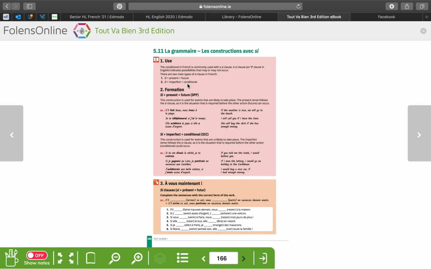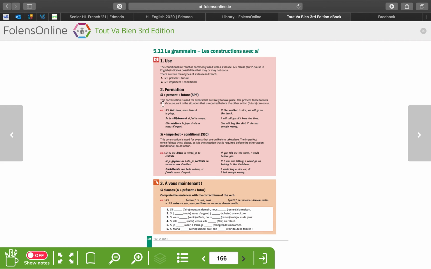Now, again, that sounds a little bit confusing, but we're going to take them one at a time and go through them, and they're actually fine, especially because they're just like the English. Okay, so we're going to start with the first one, which is si plus present plus future. So what this means is you have the word si, which means if. Linked with that si is the present tense. And then in the other part of the sentence, you have the future. So si plus present plus future, si present future. So if that helps you when you're writing your notes, okay?